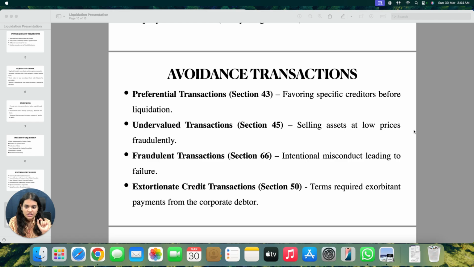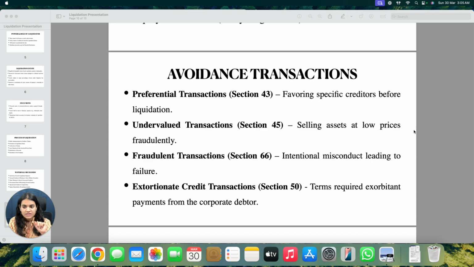So under preferential transaction, any transaction of this nature having taken place 1 year preceding the insolvency commencement date in case of any party, and 2 years preceding the insolvency commencement date in case of related parties, will be called a preferential transaction. And such a preferential transaction, upon identifying it, the resolution professional will file an application before the NCLT.